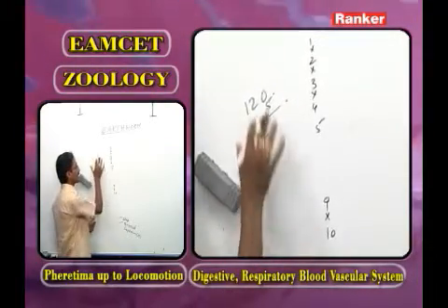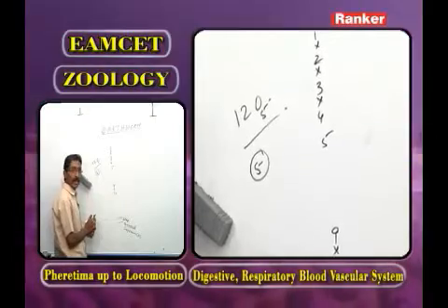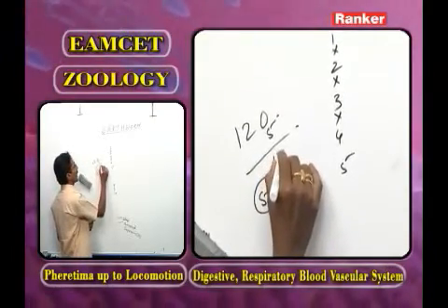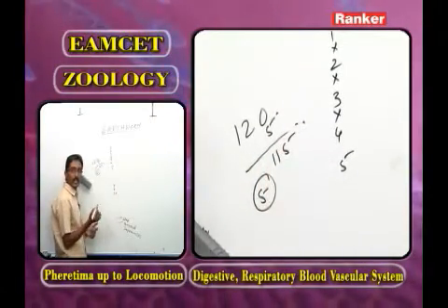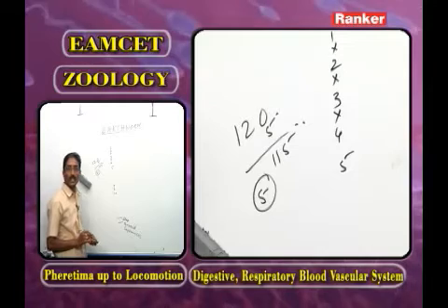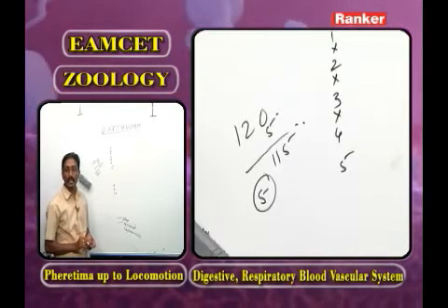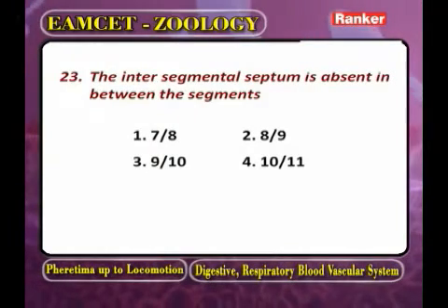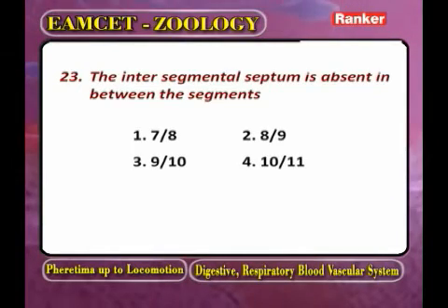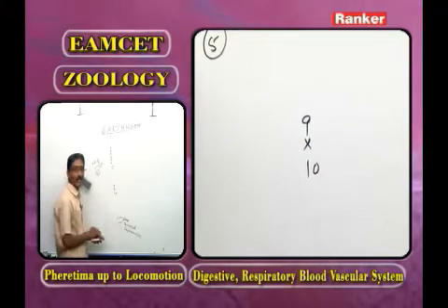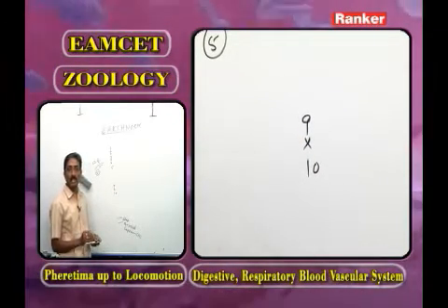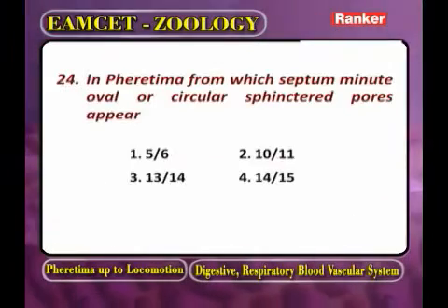So it means in the body of Pheretima, the total number of septa is 115. Regarding the question, what are the options? 7 by 8, 8 by 9, 9 by 10, 10 by 11. Here, where is the septum absent? Between the 9th and 10th segment. Now the answer is the third. Move on to the next question.